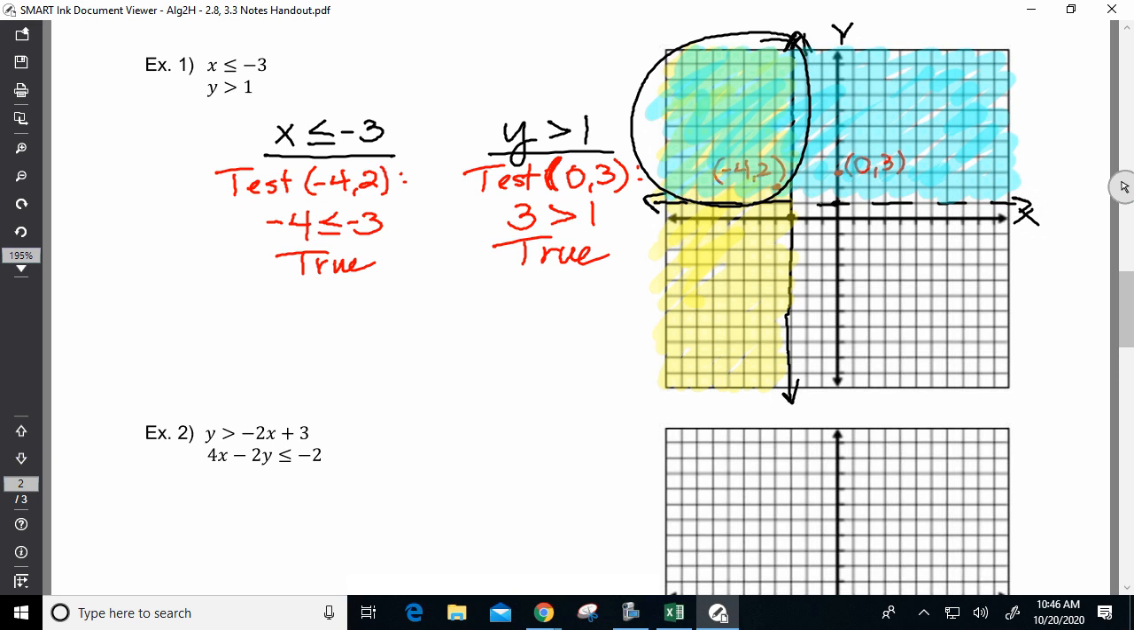Do you just circle it or write -4, 2? No, you just circle the region where all the answers are located. Because -4, 2, we used to test the first inequality. So the fact that it's there is just a matter of coincidence.